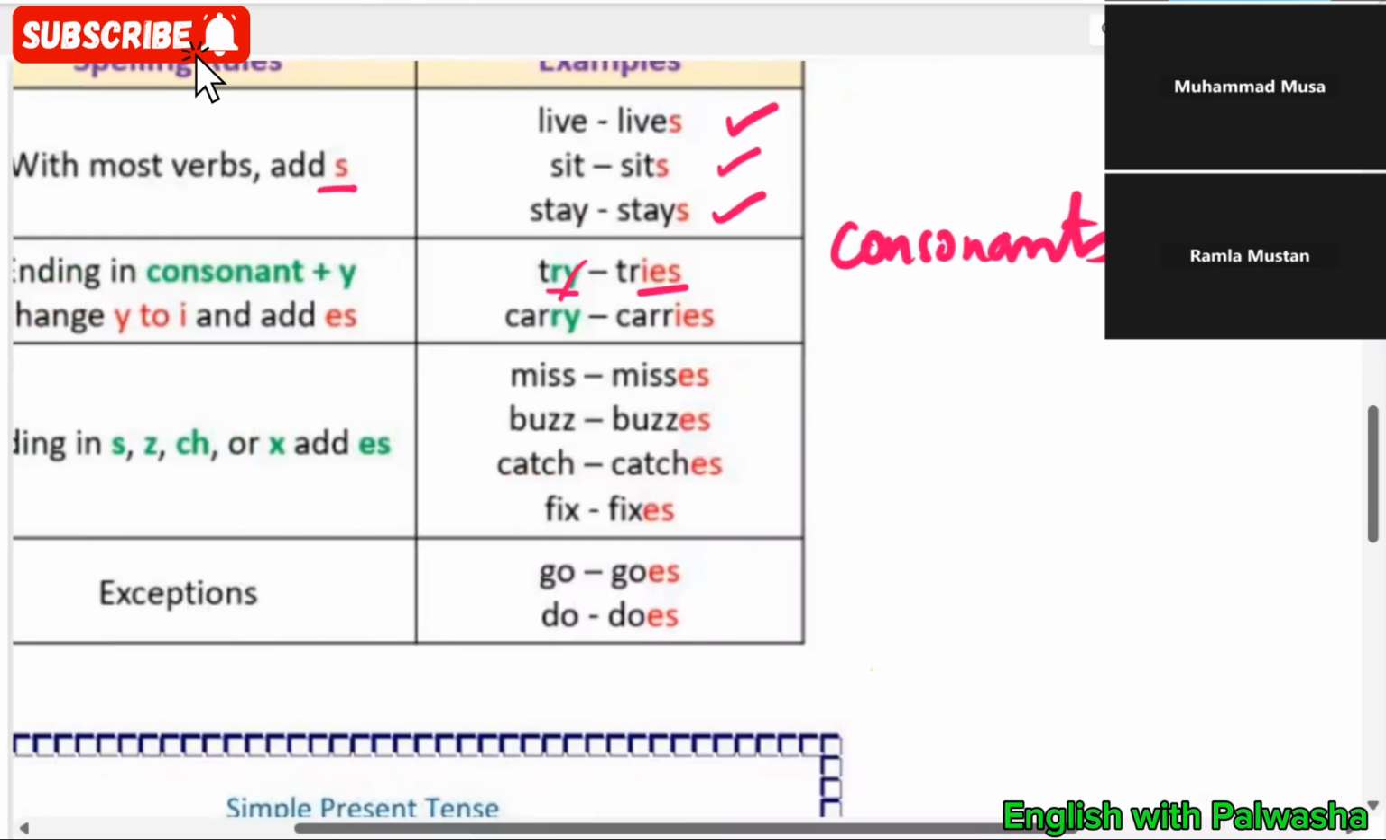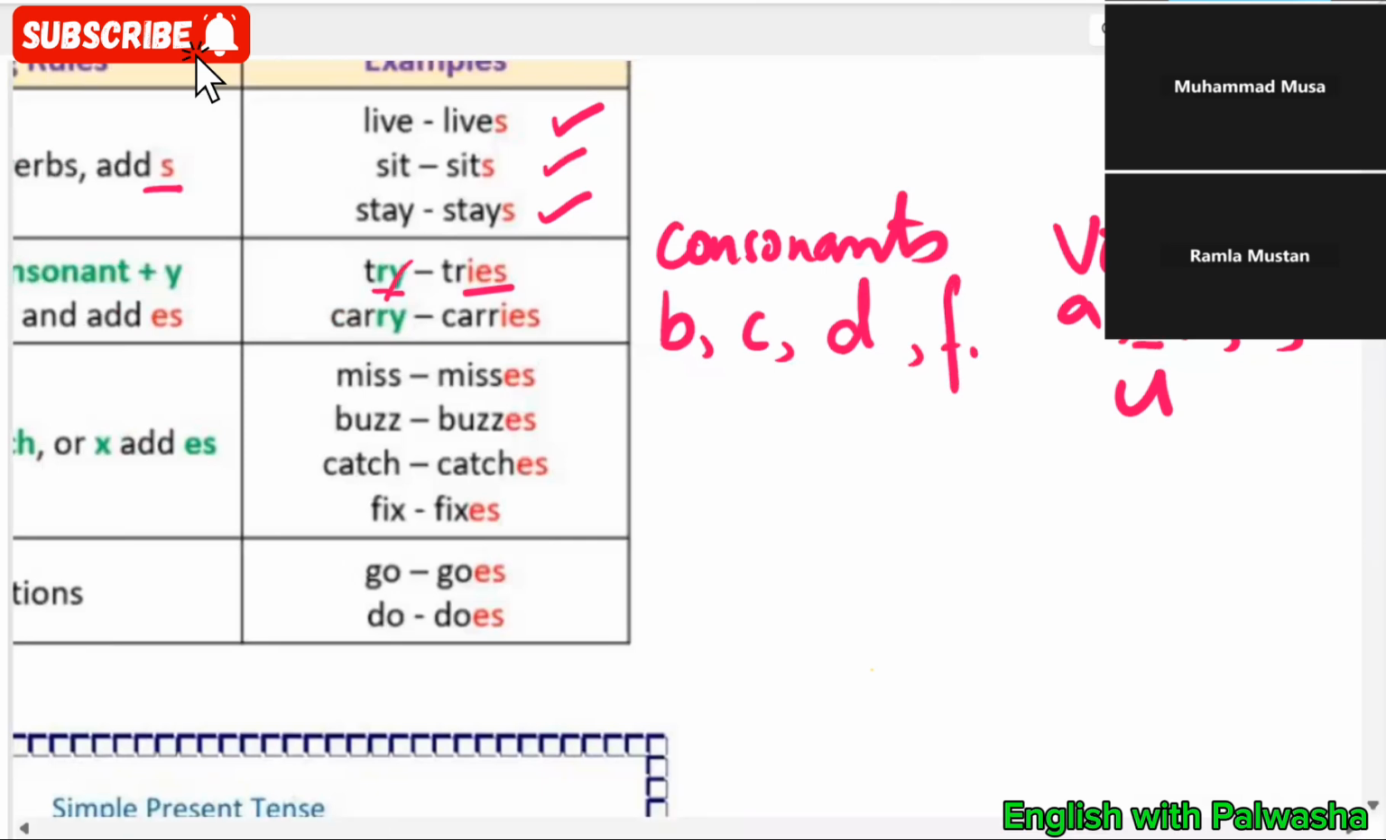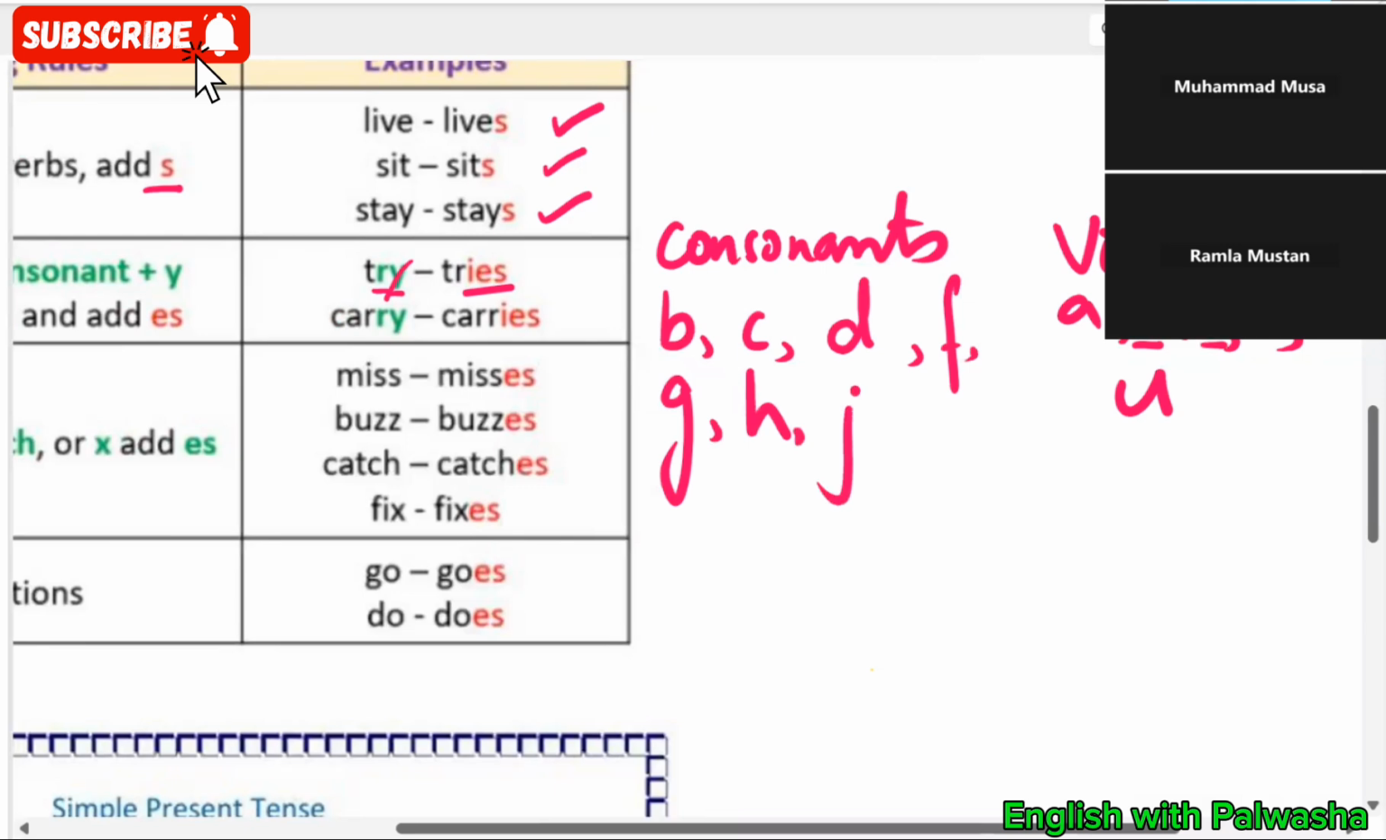But let me tell you what the consonants are. Consonants are all those alphabets which are apart from the vowels. Vowels are A, E, I, O, and U, but consonants are all other alphabets like B, C, D, F, G, H. E will not be a consonant because E is a vowel. I will not be a consonant because I is a vowel. All the other letters are known as consonants.